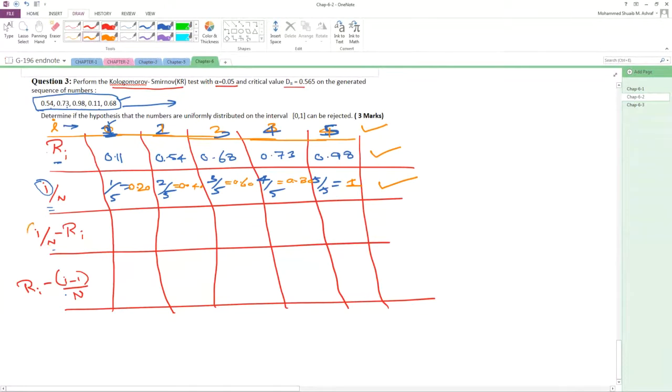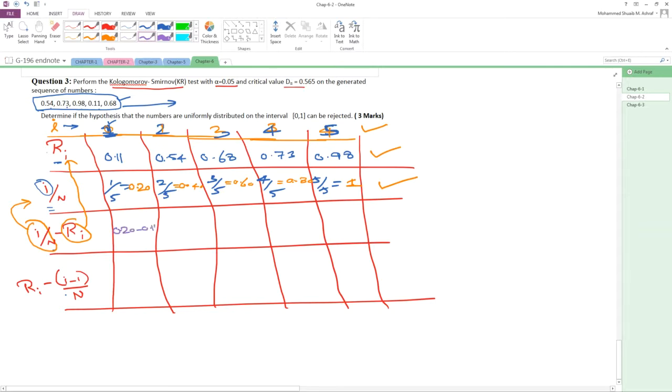Okay, now tell me. I divided by n is the same as this, and R I is the same as this. So tell me the value. Anyone? Wait. 0.20, yes, very good.